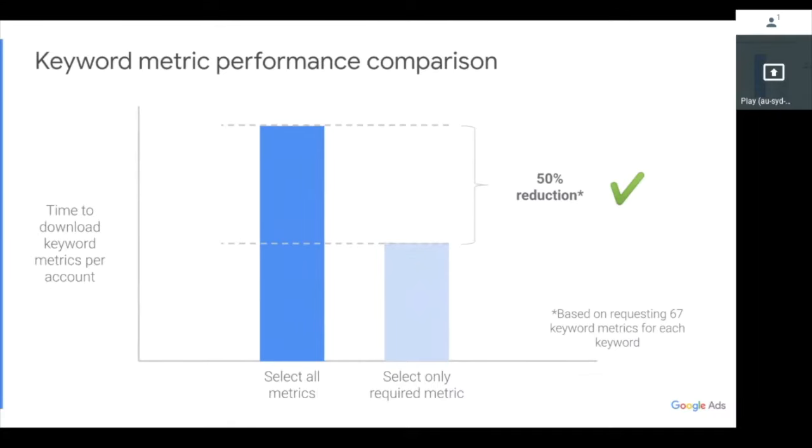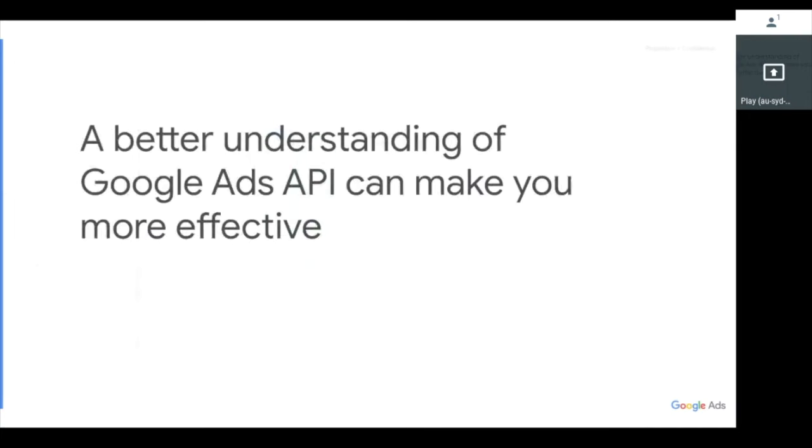Based on our test, we have found that when selecting only one required metric, it could save up to 50% of the time when compared to when we selected all the metrics. So a better understanding of the Google Ads API infrastructure and mechanism like this can make you more effective.